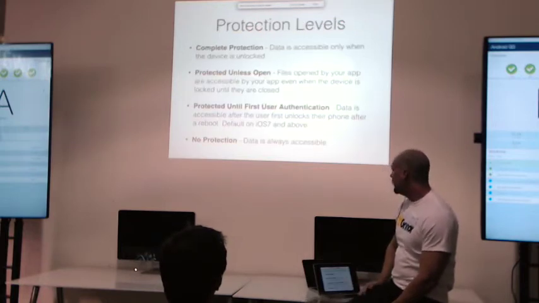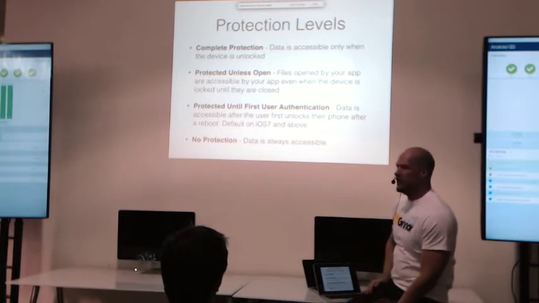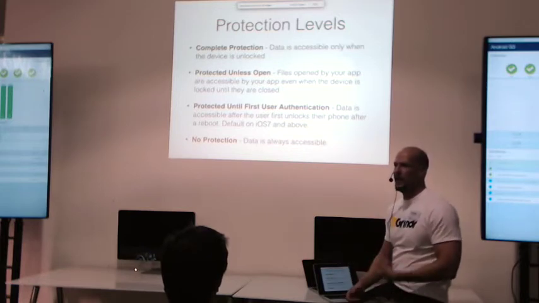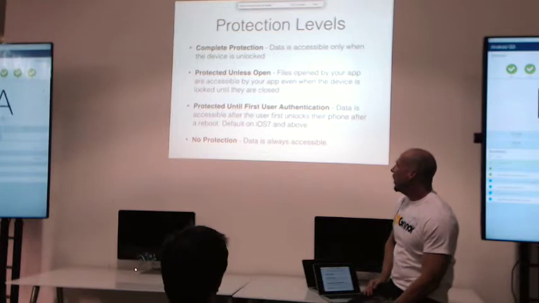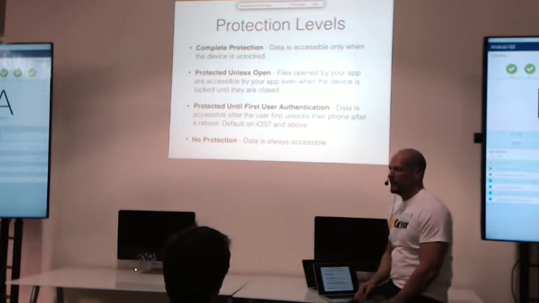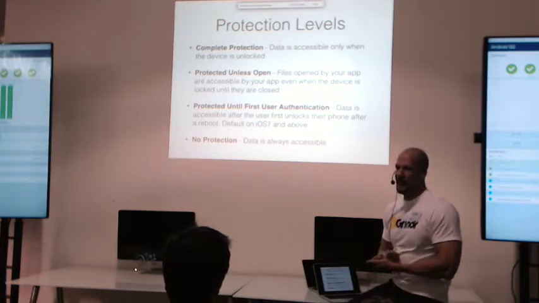So these are the different protection levels that iOS provides. This applies not only to documents on disk, but also the keychain. The best level of protection is complete. Data is accessible only when the device is unlocked. As soon as that device goes to sleep or you lock it, that data is no longer available. Basically, it's encrypted. The second level is protected unless open. Basically, the files opened by your app are accessible by your app, even when the device is locked, until they're closed. This might be useful for a GPS app that still needs to access data even when the device is locked.